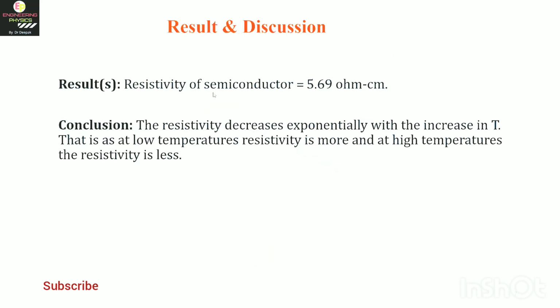Result and discussion: the resistivity of the semiconductor is equal to 5.69 ohm centimeter, and in the conclusion we learn from the graph the resistivity decreases exponentially with increase in temperature. This is as at low temperature resistivity is more, and at high temperature the resistivity is less.